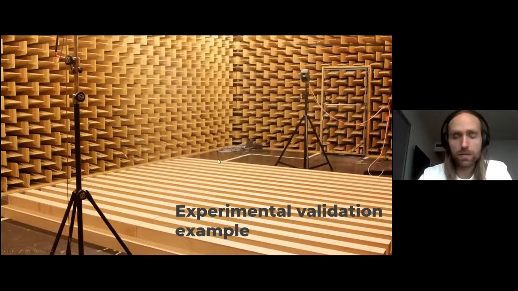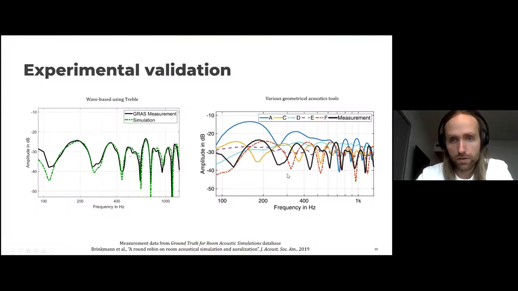One example of some experimental validation or comparing different simulation approaches. Here we have a sound source emitting a sound wave that hits this fairly complex surface and is reflected back. If you focus your attention first to the right, this is a measurement from a database, which is called the ground truth for room acoustic simulations. The black line is the measured curve.